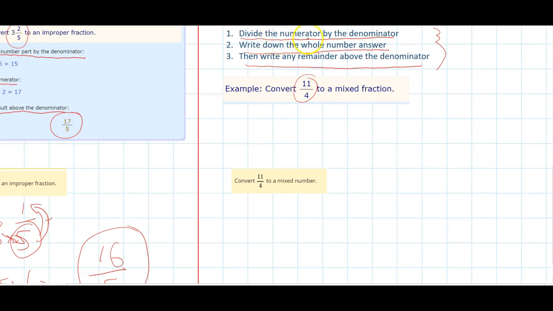You want to divide the numerator by the denominator. How many times does 4 go into 11? It goes into 11 twice, and we have 3 left over, so we have remainder 3. What you do here is write the whole number, which is 2. We have 3 left over, which is our remainder. That will be the numerator, and the denominator always stays the same, which is fourths. So 11 fourths is the same as 2 whole and 3/4. That's how we convert that.